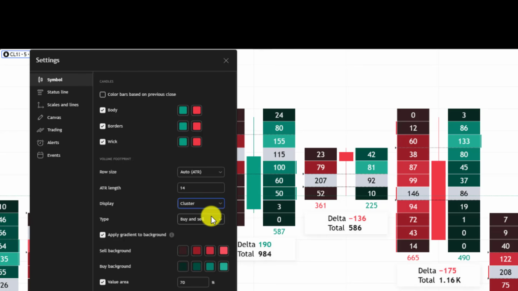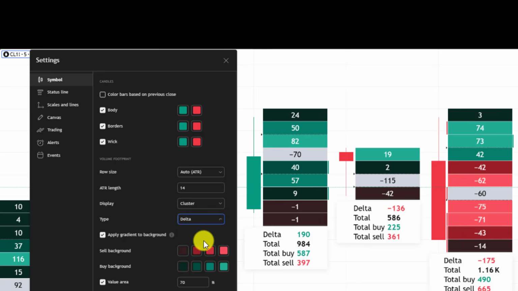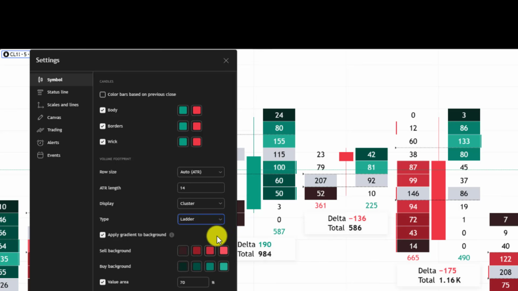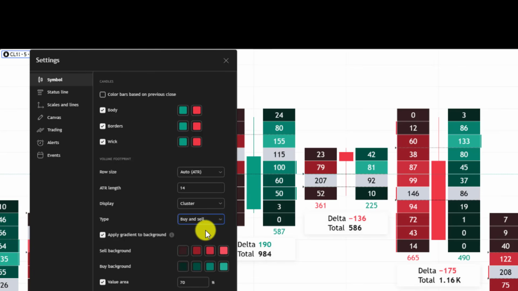There are different types as you can see below there. Now this is the buy and the sell type we've got set up here. If you're newer to the charts, maybe you want to start with delta. You can see what that does to it, or maybe you've got a strategy just around that you could use. We've got the total there, and we've also got a ladder type of view, but I'm going to leave that as the buy and sell for the moment.